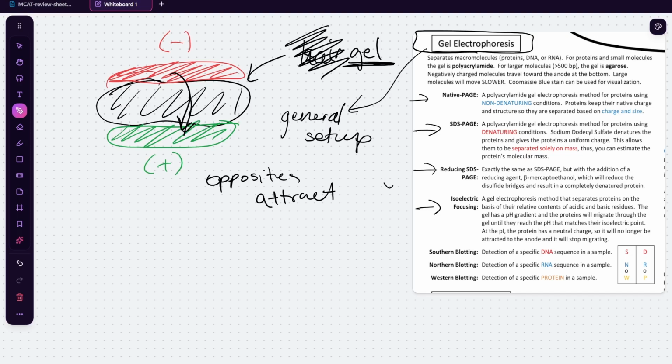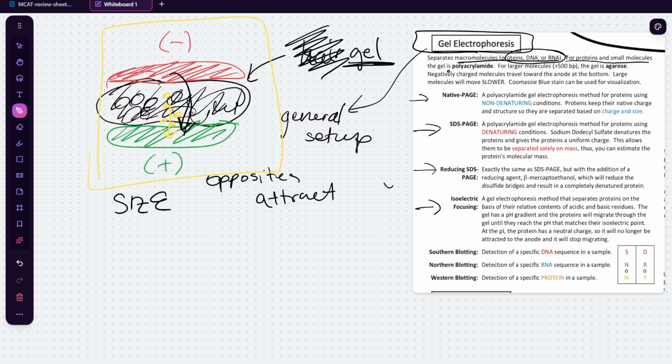But here's the thing. Bigger balls get stuck in the jello and move slower. So you're dropping these balls, and the bigger ones get stuck in this gel area, this middle area, because they're too big to pass through the gel. The smaller molecules are able to go through, fit easily, and travel to the positive side more easily. So this is how we can separate molecules by their size. This is what it says: separates macromolecules like proteins, DNA, RNA.